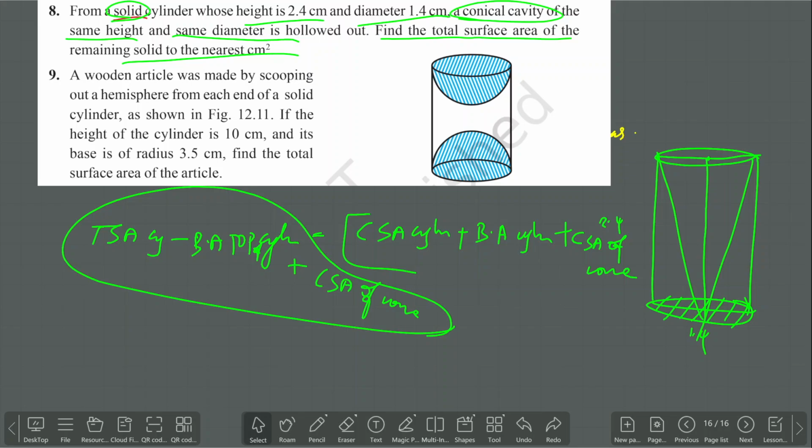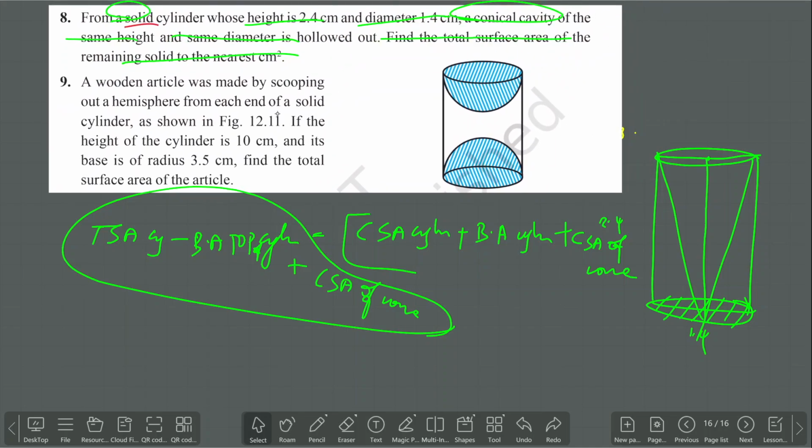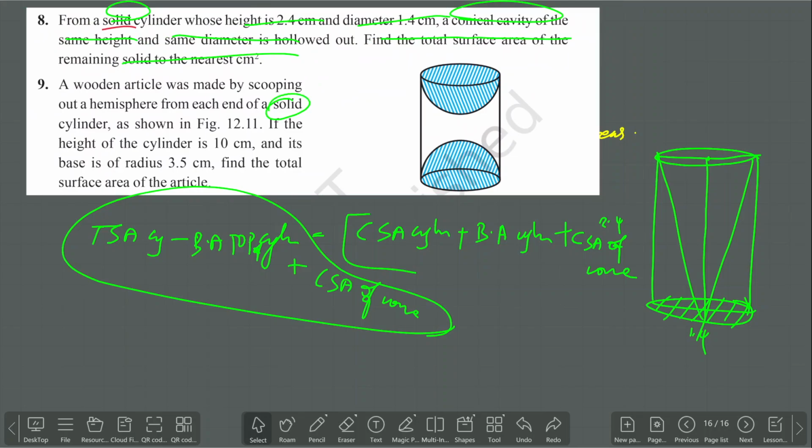Shall we go to question number 9? Right. Question number 9. Is there the word solid? Yeah. Sorry. Here it is. The word solid is there. If the word is solid, then we have to go.